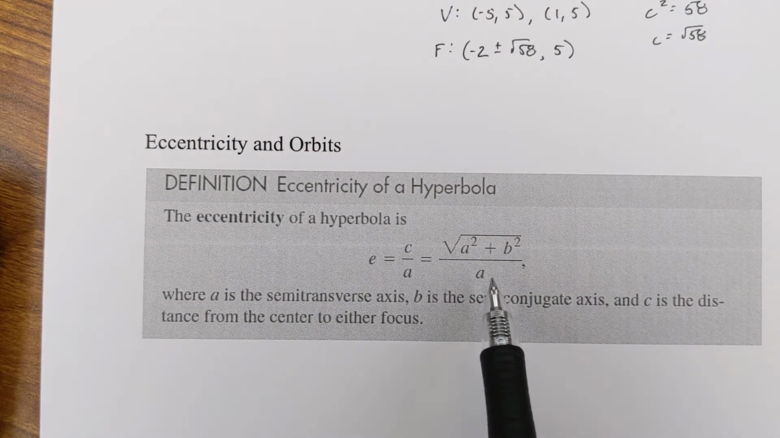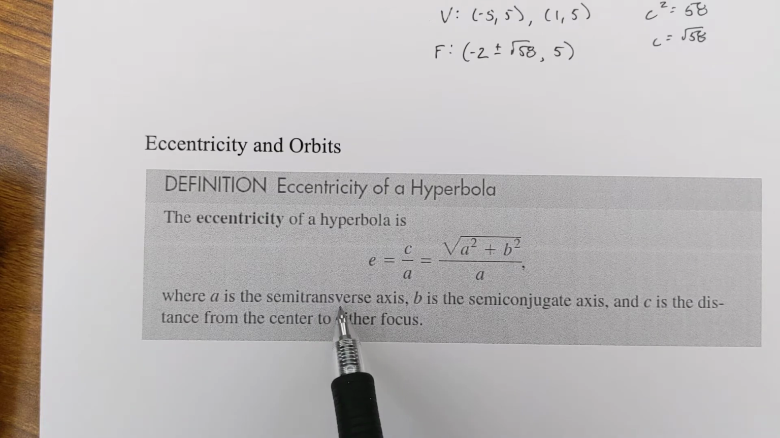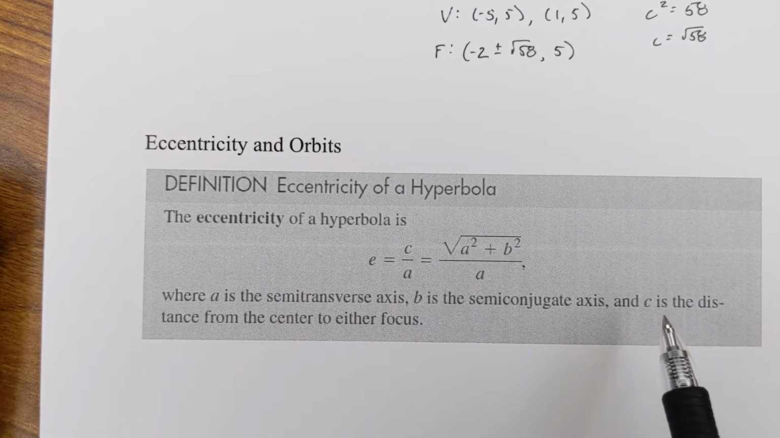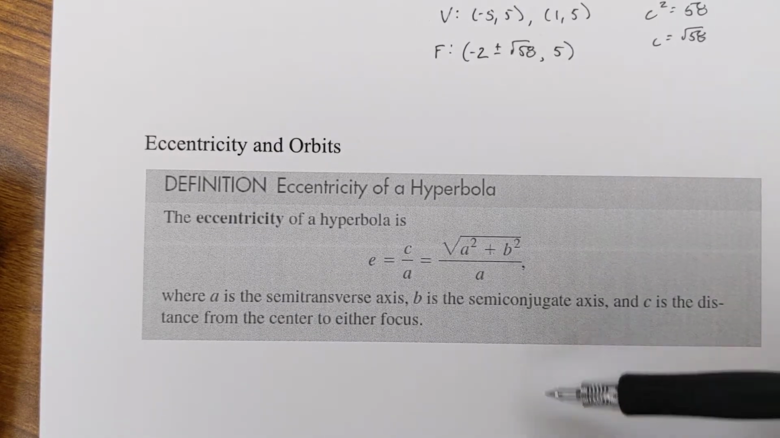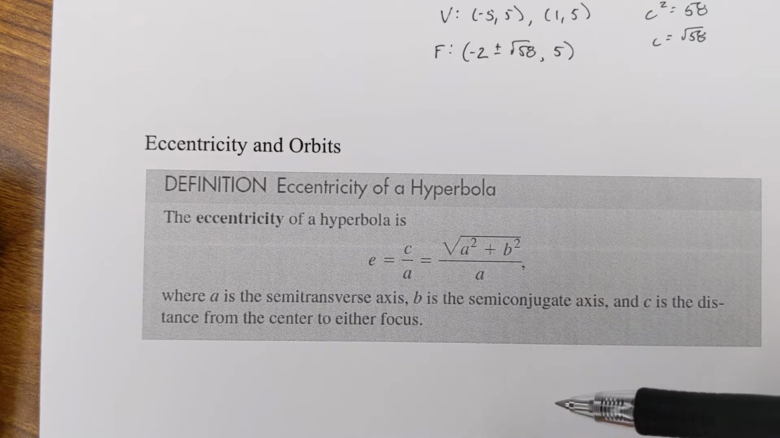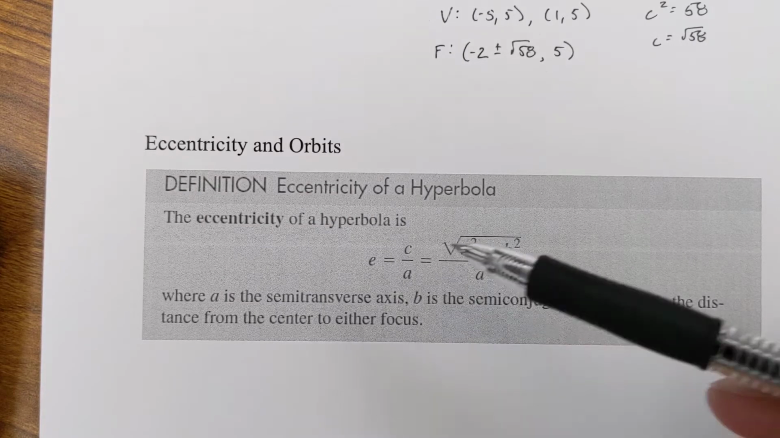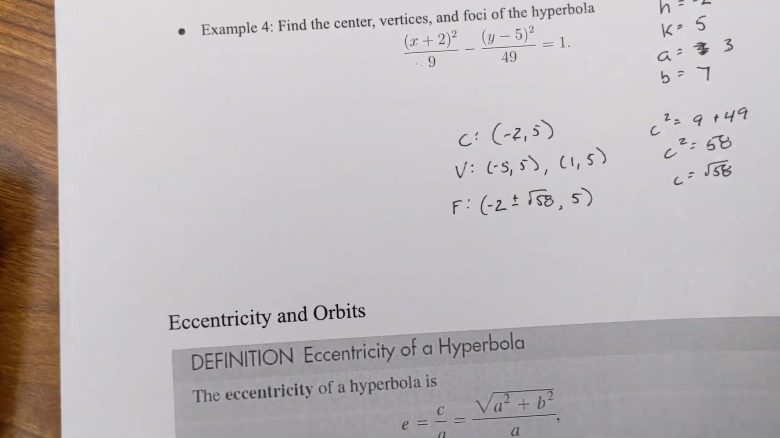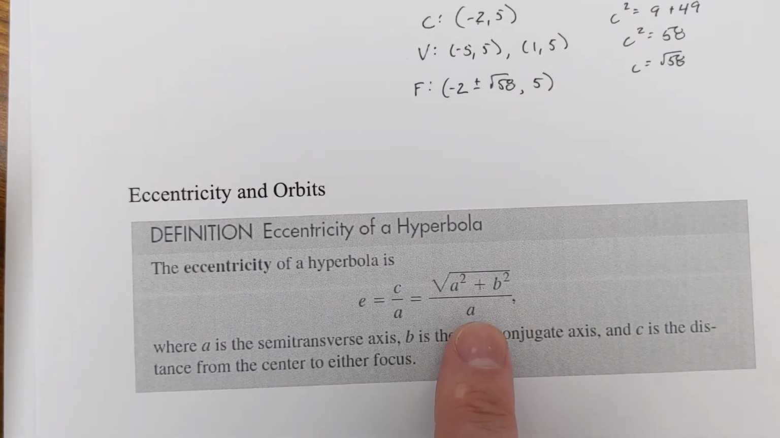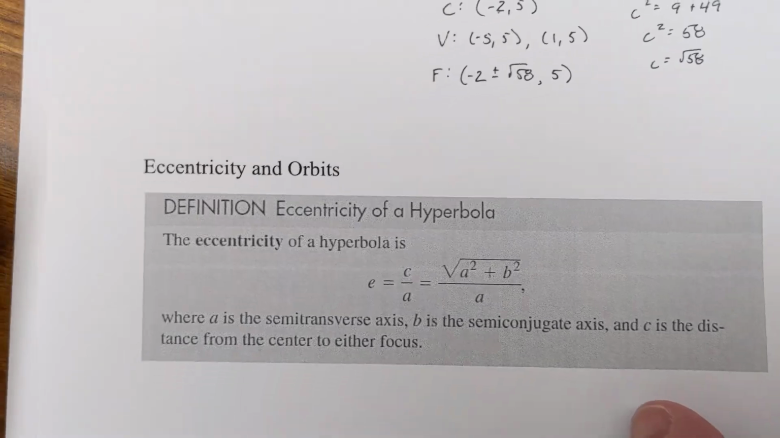Just like with ellipses, hyperbolas have eccentricity, with a similar formula, except for this plus in the middle here, where a is the semi-transverse axis, so half of essentially the major axis, b is the semi-conjugate axis, the short distance, and c is the distance from the center to either focus. This version is a little bit easier to use because it doesn't involve that d value, but it works either way. This way, you could do it straight from the formula without having to calculate c first.